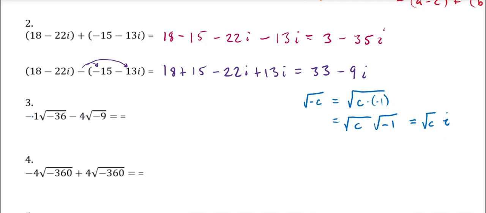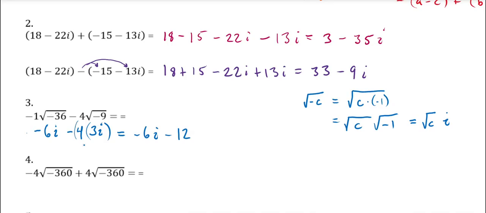So this one over here, minus 36, well, the square root of 36 is 6, and the square root of a negative is i. There's still a times -1 up front, which is the same as making it negative. Here I have minus 9 under my square root. The square root of 9 is 3, and the square root of -1 is i. And they still want us to take that and multiply it by a -4. So we carry that out. Minus 6i, minus 4 times 3 is going to be -12.